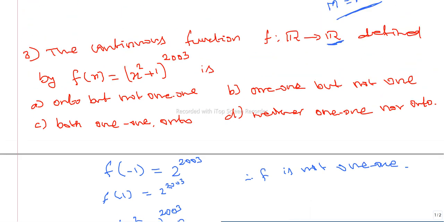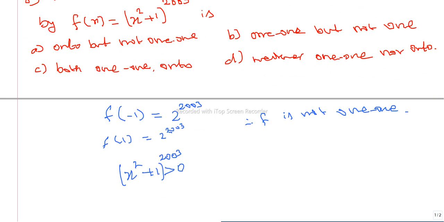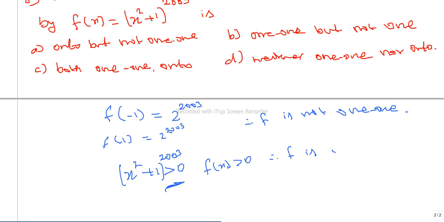So none of the elements maps to the negative real numbers. If we pick a negative real number in the codomain, we cannot find the pre-image. Therefore, this function is not onto because the range contains only positive numbers. Since f of x is positive for all x, f is not onto. So neither one-one nor onto is the correct answer.